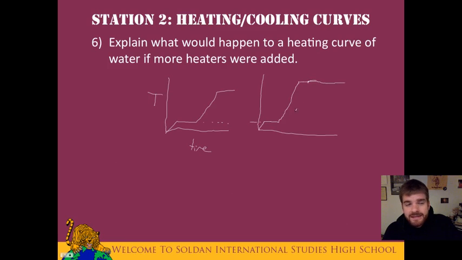So the key is that it's basically like we're taking this graph and we're squeezing it into a smaller time. So let's say that this takes 10 minutes. Well, if I use 2 heaters, then theoretically it should take about 5 minutes. So it'll be half the time.